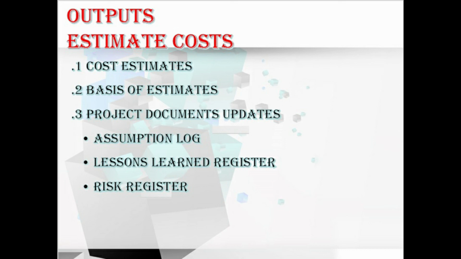Moving to the next output, lessons learned register. This can be updated with techniques that are efficient and effective in developing the cost estimates. Moving to the last one, that is risk register. This may be updated when appropriate risk responses are selected and agreed upon during the estimate cost process. Okay, so hope you understand all the outputs of this process. This completes all the ITTOs of estimate cost.